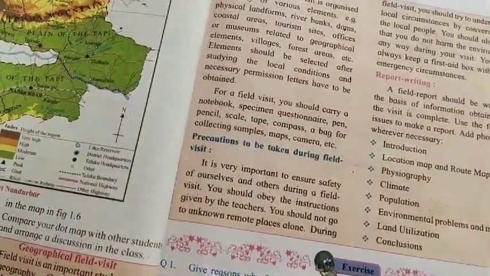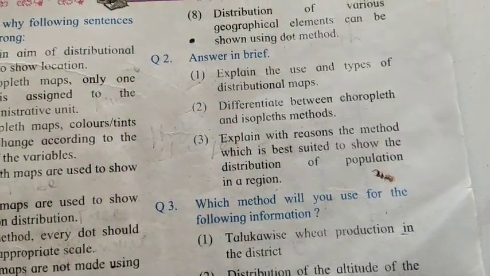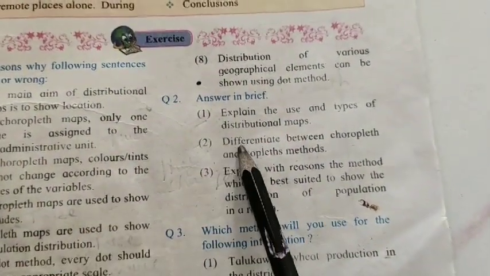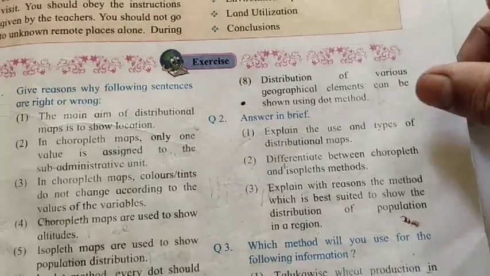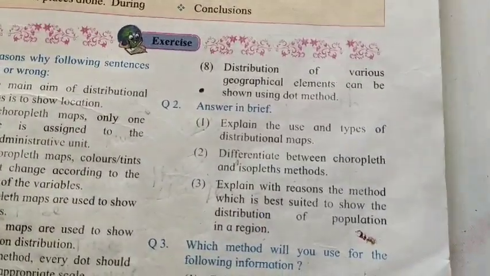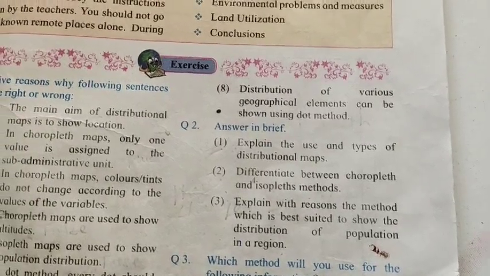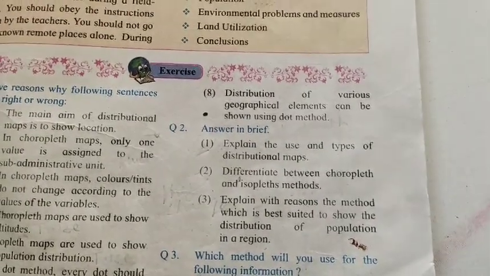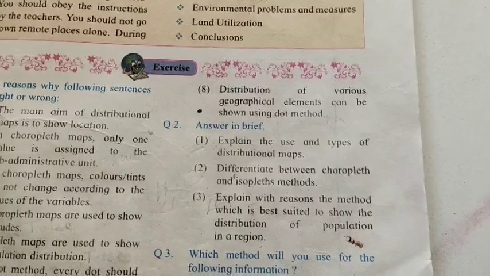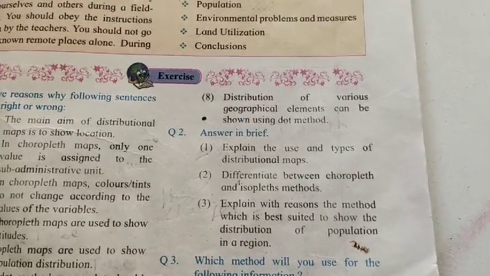Now the second question. Differentiate between choropleth maps and isopleth maps. This is the second question. I will dictate the answer. I will just try to make you understand the difference between the 2 methods. So you will make 2 columns and write down, in the first column you will write down choropleth method, and in the second column you will write down isopleth method.